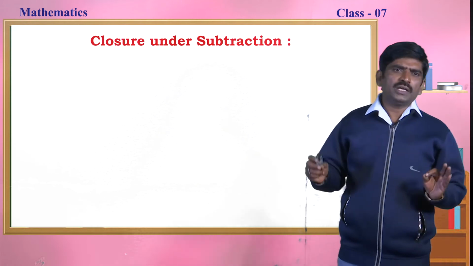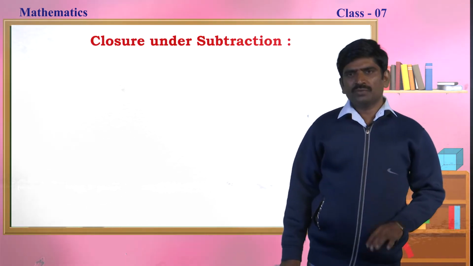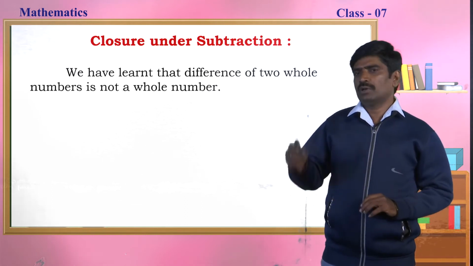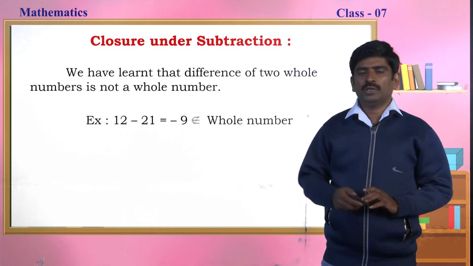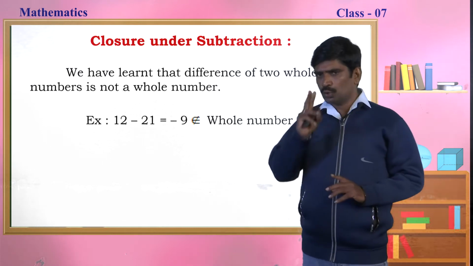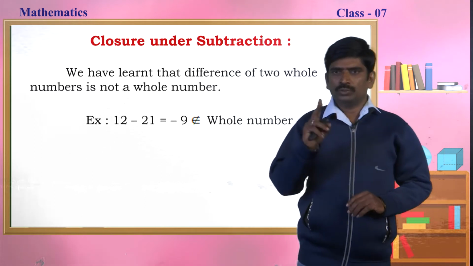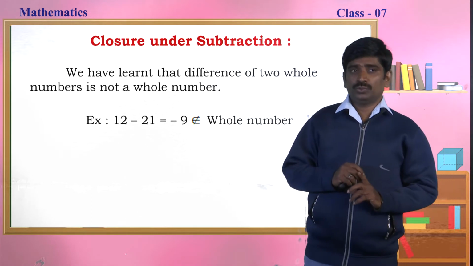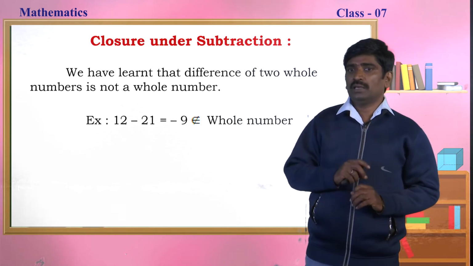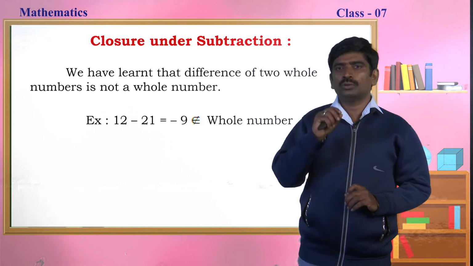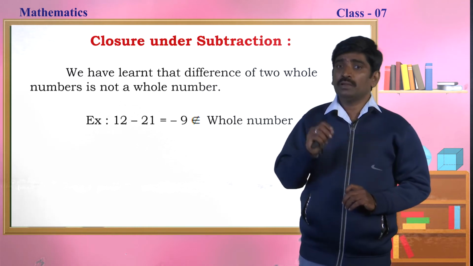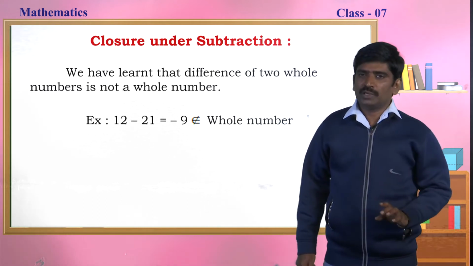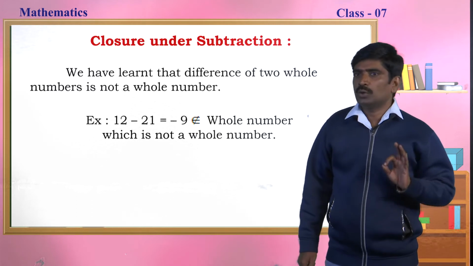Next, closure under subtraction. We already learned that the difference of two whole numbers is not always a whole number. Why? Take one example: 12 and 21 are whole numbers? Yes, 12 and 21 are whole numbers, but when we subtract them, the difference is -9. Is -9 a whole number? No, -9 is not a whole number. That is why this property does not hold good for whole numbers.